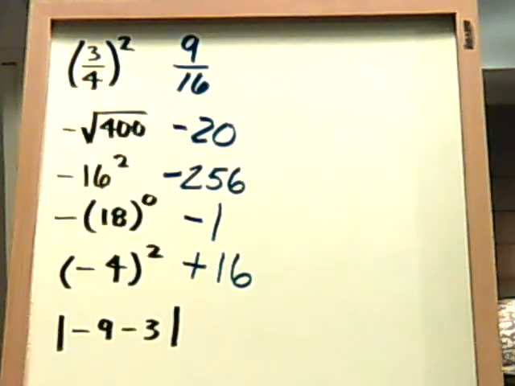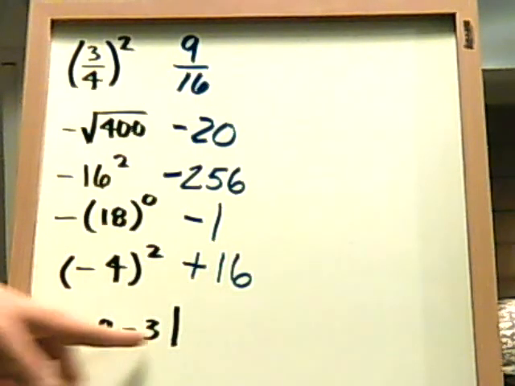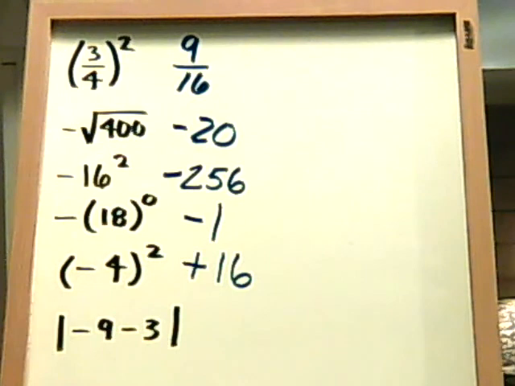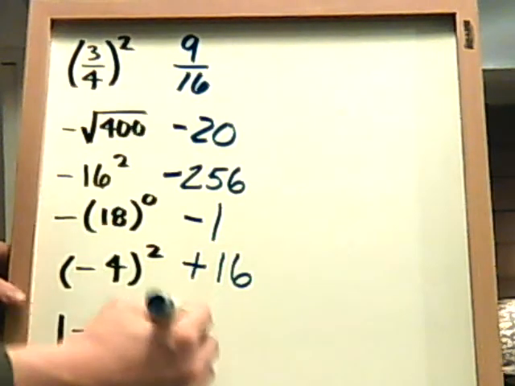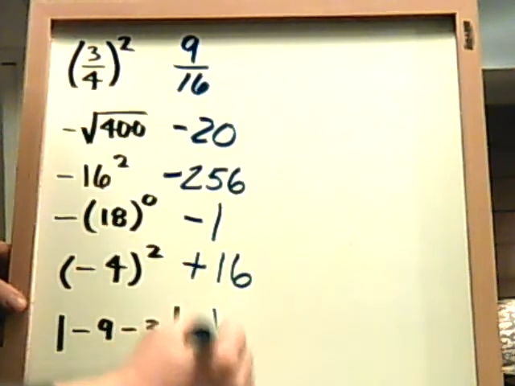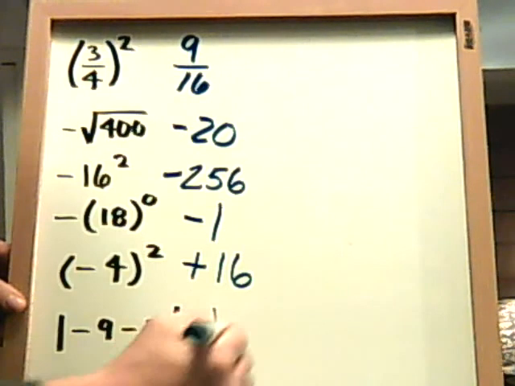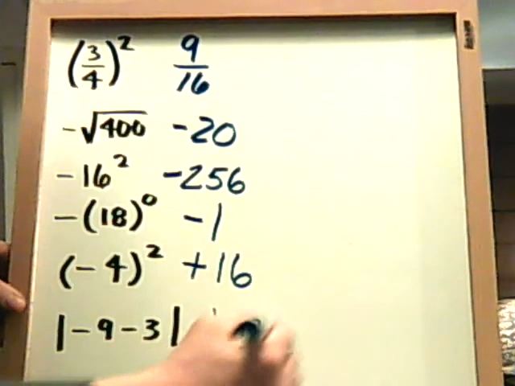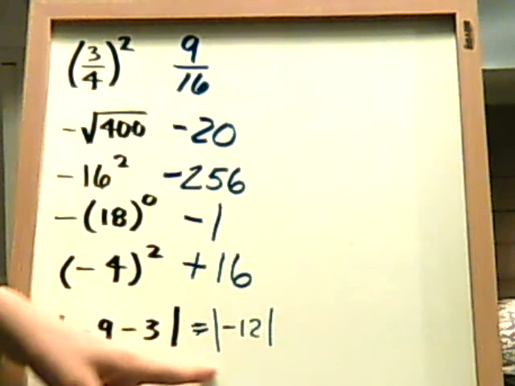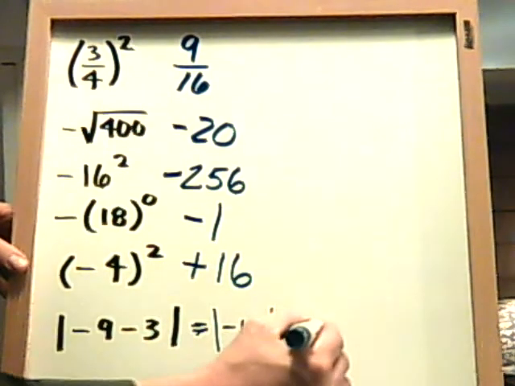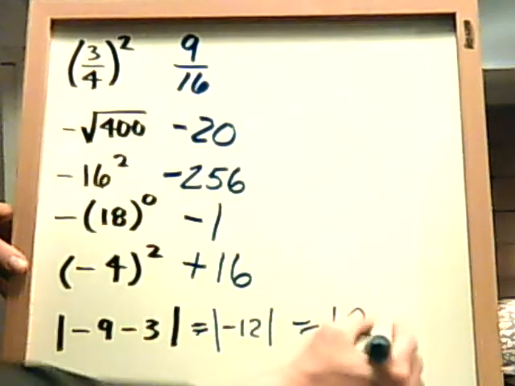Now the last one is a different type of problem. The bars here are called absolute value bars. All they do is make what's inside even. So negative 9 and negative 3, the signs are the same, so we add. 9 plus 3 is 12. Keep the sign, so it's negative 12. So this here simplifies to, sorry, that's a little sloppy, negative 12 inside absolute value bars, which then in turn equals 12.